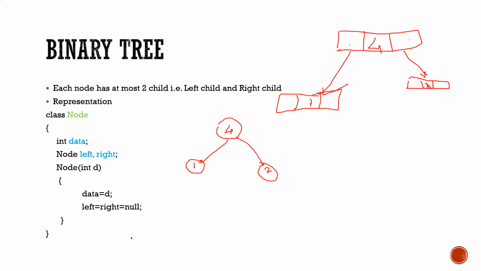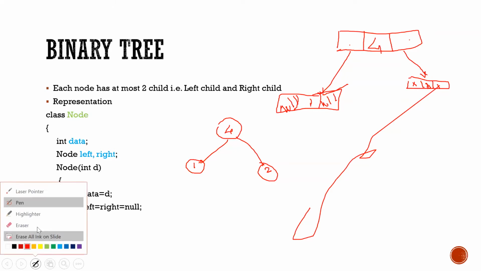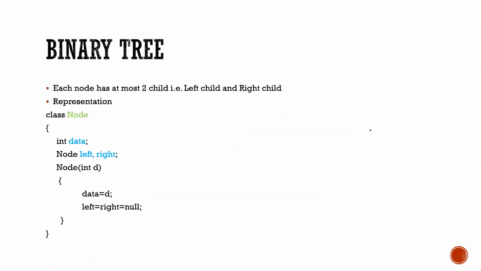Let me tell you one more thing about the leaf node, right? The leaf node doesn't point to anything. That is, the leaf nodes' pointer values are null. Same as this also and this also. Leaf nodes' pointer value is null. You got it? So shall I explain what this code is all about?